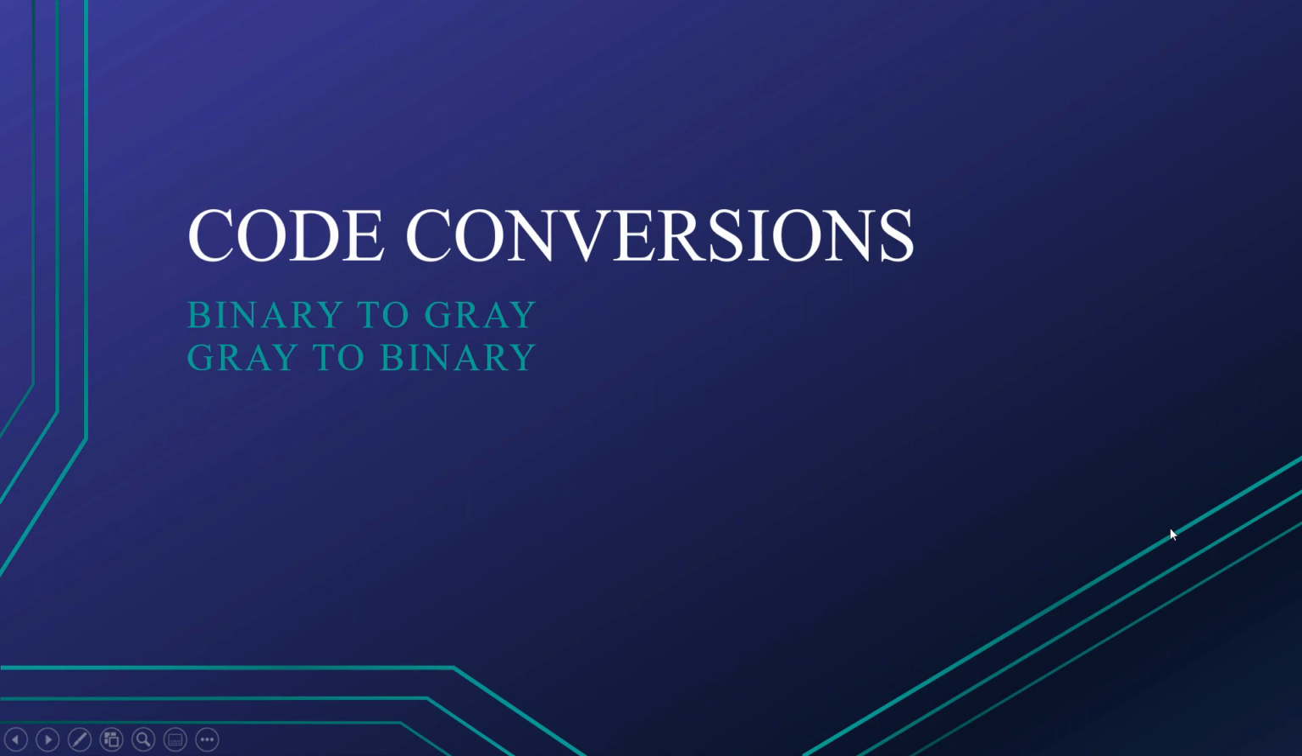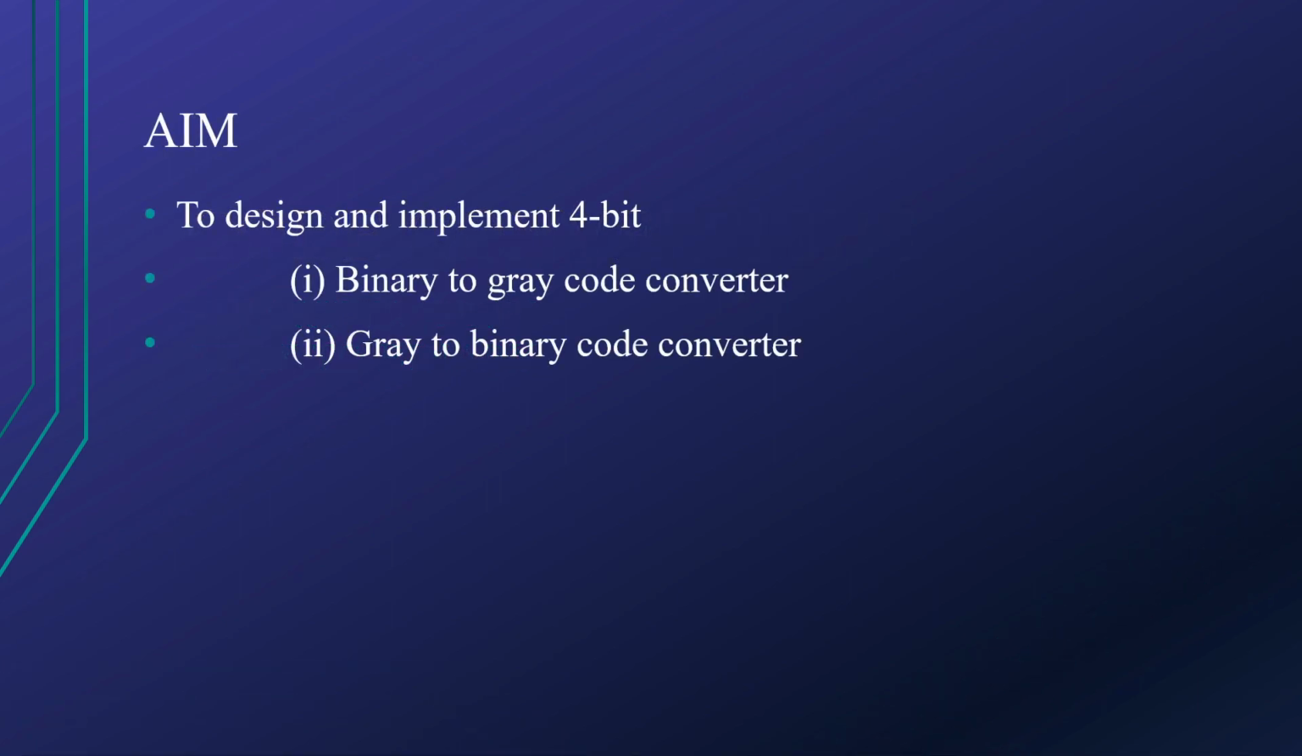Now we are going to see about code conversions. First is aim. What is the aim of this code conversions? We are going to design and implement 4-bit binary to gray code converter and gray to binary code converter.